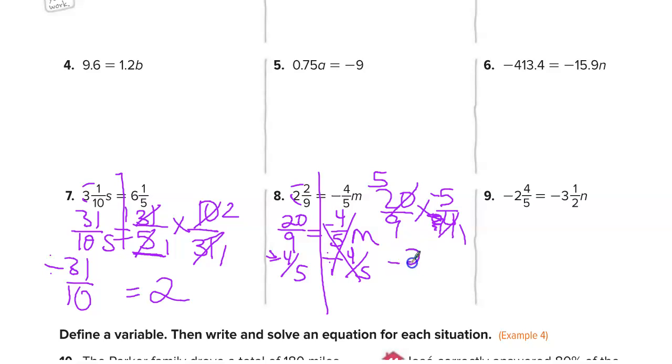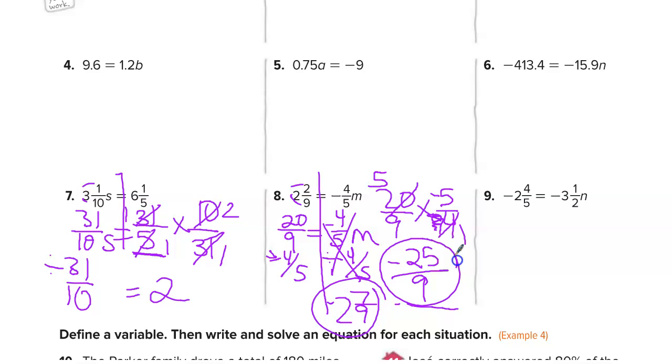Negative 25 over 9, which is negative 2 and 7 ninths. If you divide it out, you could have left it like this or put it back into a mixed number. Negative 2 and 7 ninths. So either way, you should have one of those answers. Yep, we have a negative on this side, so it has to be negative. Fix it if you need to.